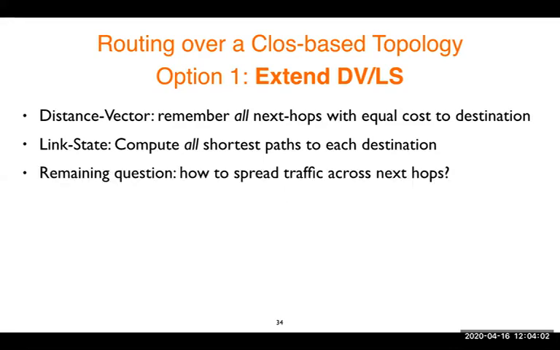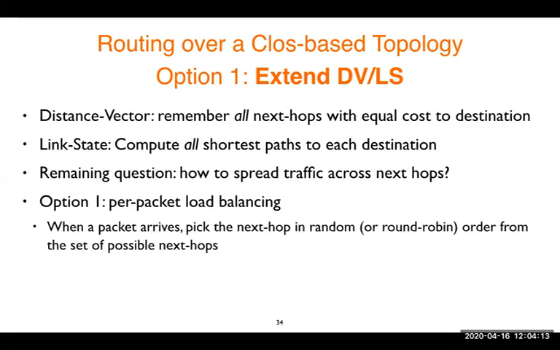And so then the only remaining question really is how do you spread traffic across the next hops? And again, the two options here, one is you do per packet load balancing. So every time a packet comes in, I pick the next hop either at random or in some round robin fashion from the set of possible next hops. Is that clear?